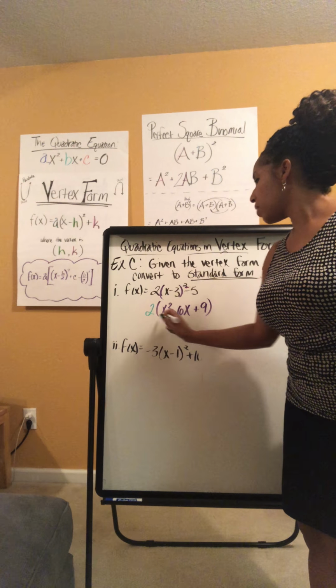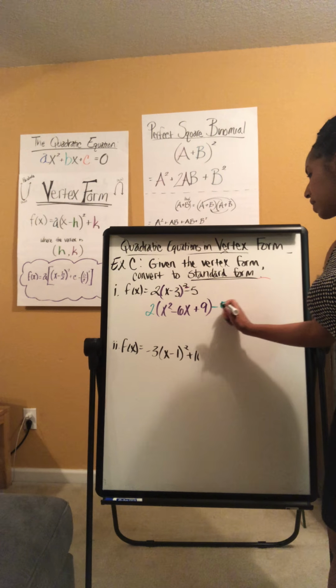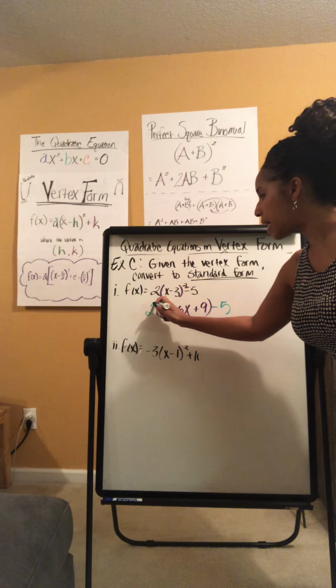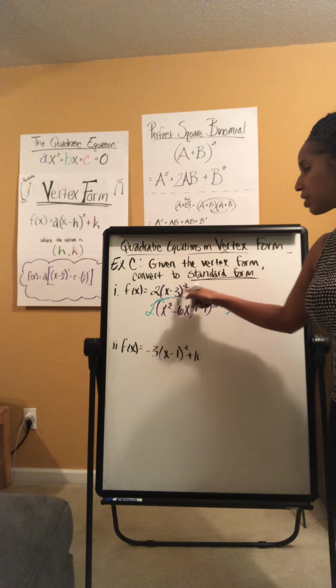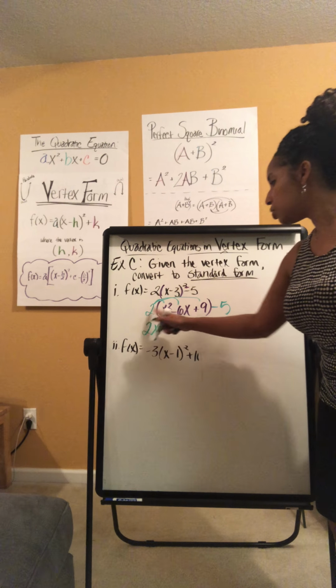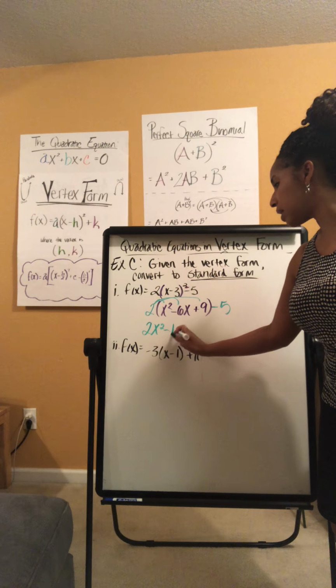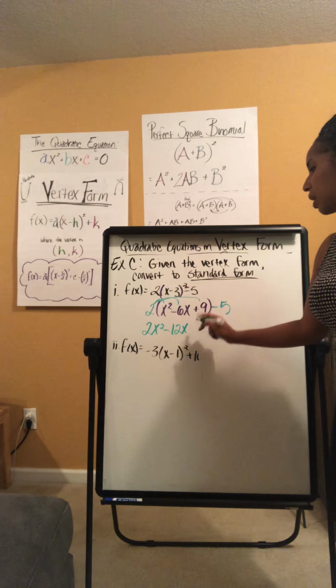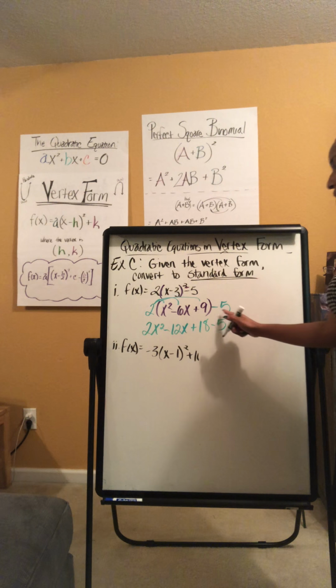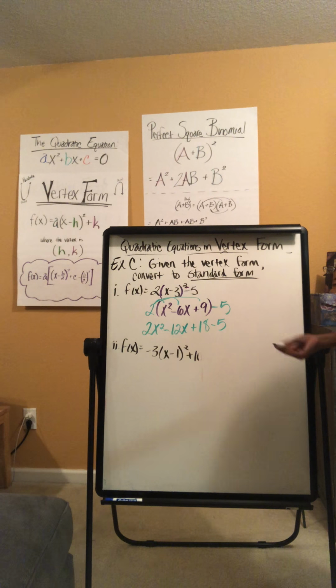So I had a 2 out in front of all of that and a minus 5 at the end. All right, so this 2 would be distributed to everything inside the parentheses, everything I just used to square. So this would be a 2x squared. 2 times negative 6x is negative 12x, and 2 times 9 is 18, and I still have this minus 5 out there. All right, I'm almost there.